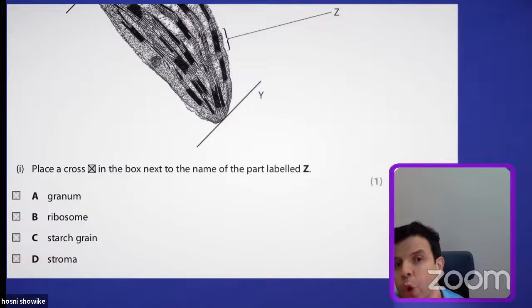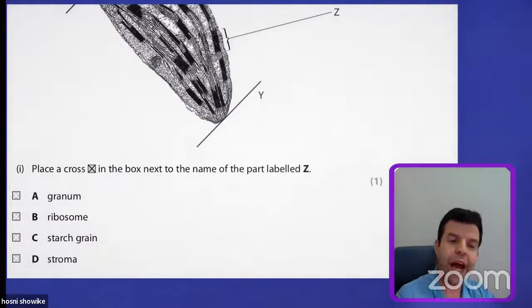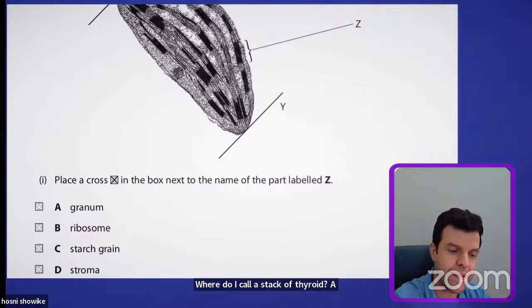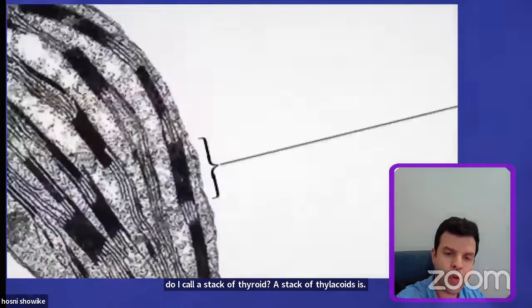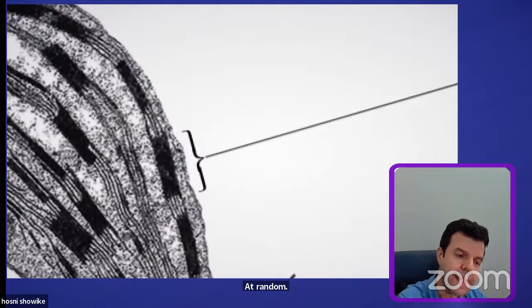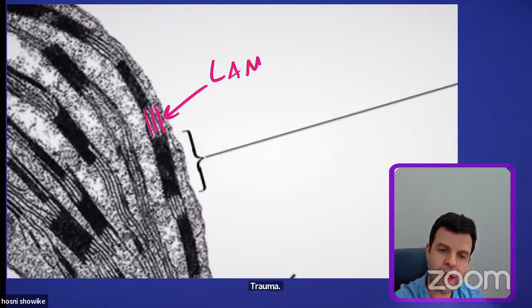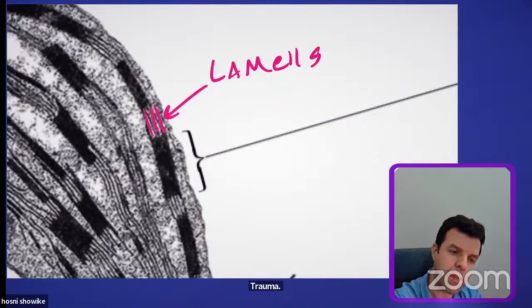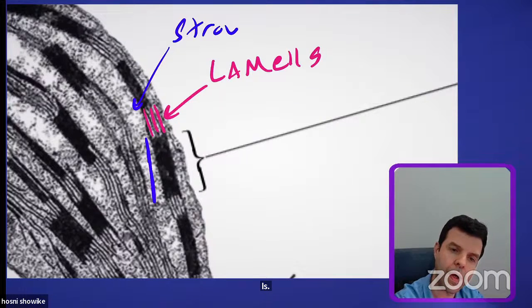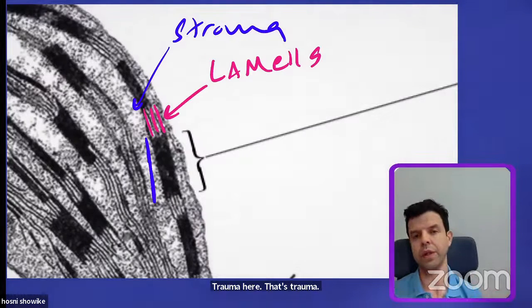What do I call a stack of thylakoids? A stack of thylakoids is a granum. So that's a granum. The red is stroma. Sorry, the red is lamella, I should say. And the blue is stroma here. That's stroma. Okay. All good?